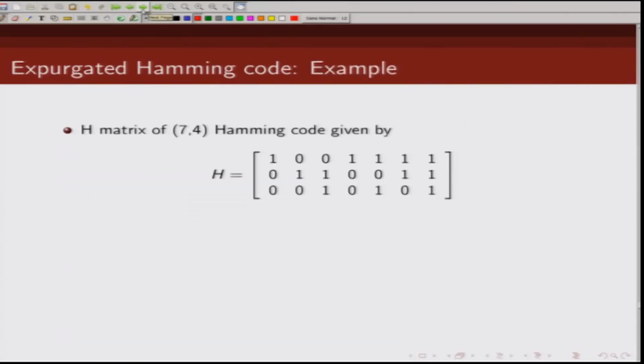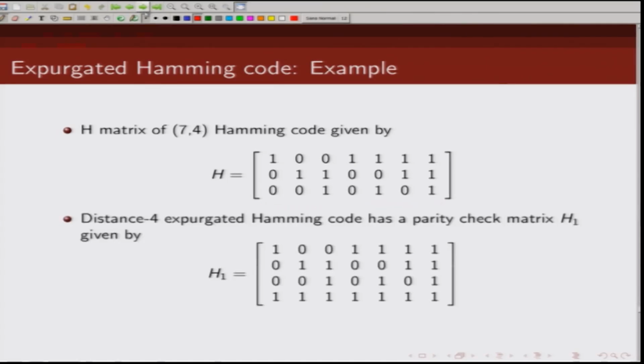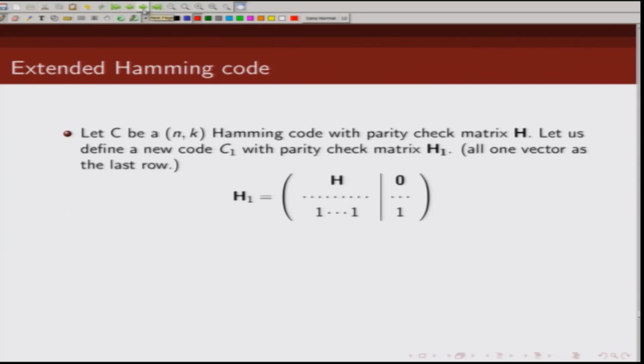So, this is an example. This is the parity check matrix of the original Hamming code, and if we add an all one row in the parity check matrix, we get the parity check matrix of an expurgated code. Finally, I will conclude this lecture with another class, which is extension, called extension of a code. So, this is an example of an extended Hamming code. So, how do I generate an extended Hamming code?